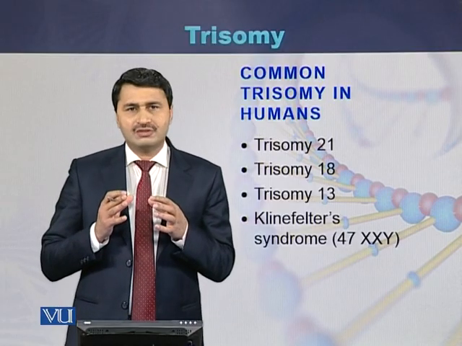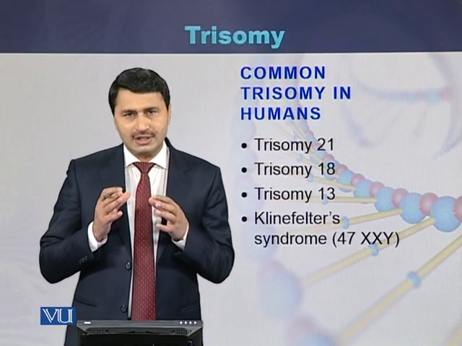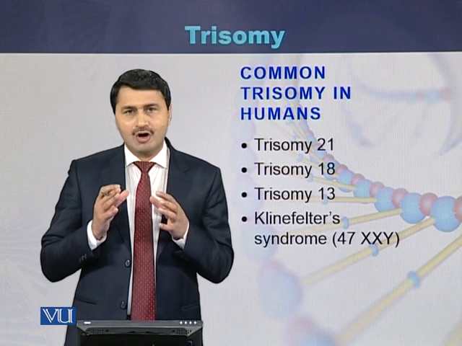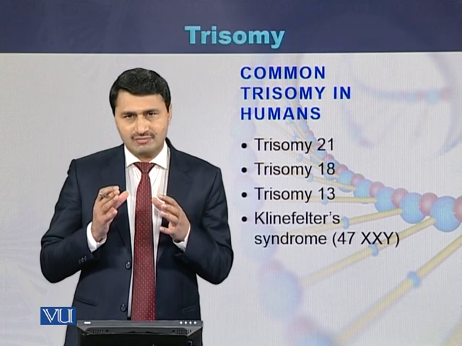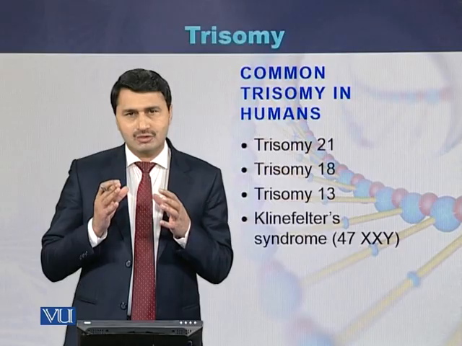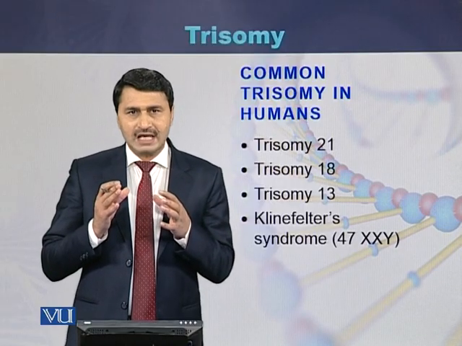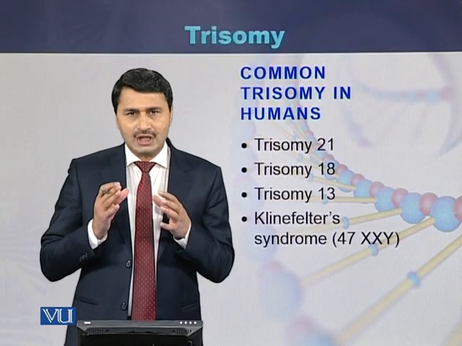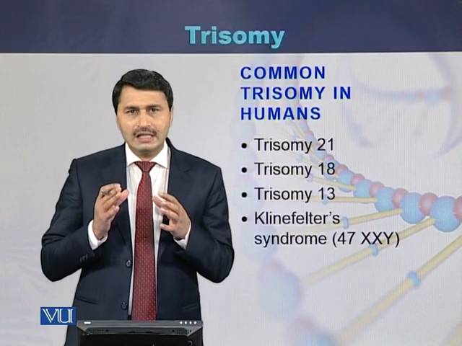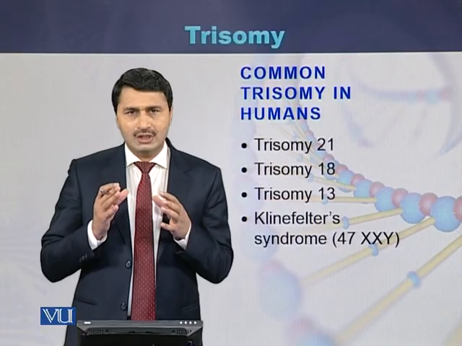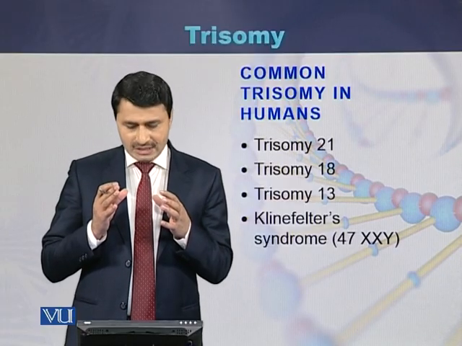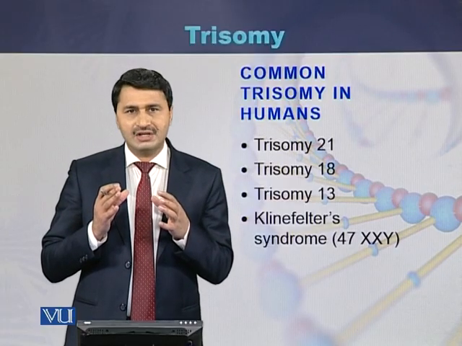Common trisomies which have been seen in humans are trisomy of chromosome 21, trisomy of chromosome 18, and trisomy of chromosome 13. These are the three trisomies which are of autosomes. While in case of sex chromosomes, the trisomy has been seen in the form of Klinefelter syndrome.